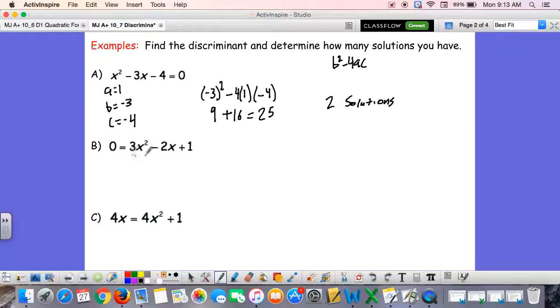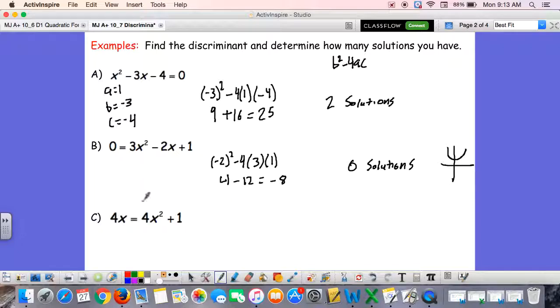Okay, how many solutions are we going to have here? We don't necessarily need to write this ABC out. Our b value is negative 2, so we have negative 2 squared minus 4 times a, which is 3, times c, which is 1. Negative 2 squared is positive 4, minus 4 times 3 times 1 is minus 12. 4 minus 12 is negative 8. We have a negative number, so we have 0 solutions. This would be one of those situations where our parabola never touches the x-axis.